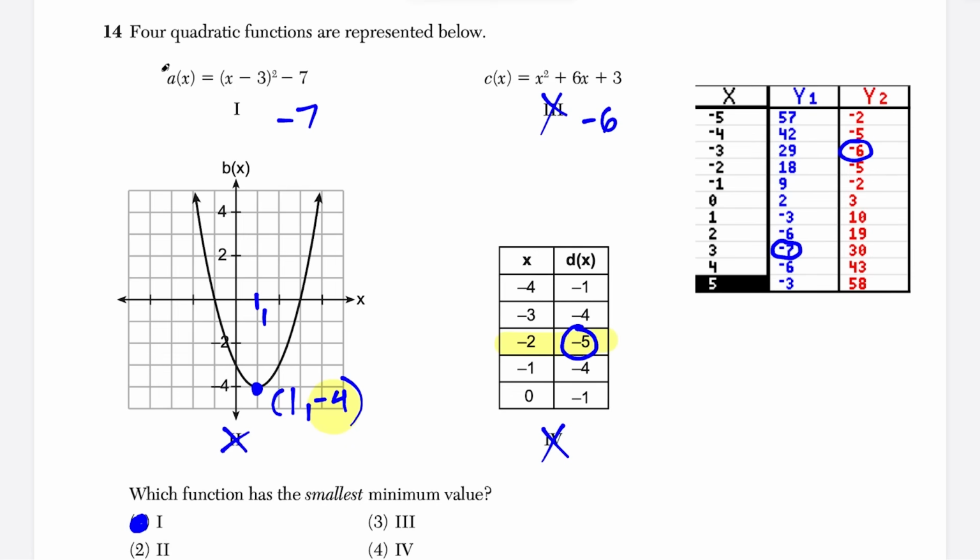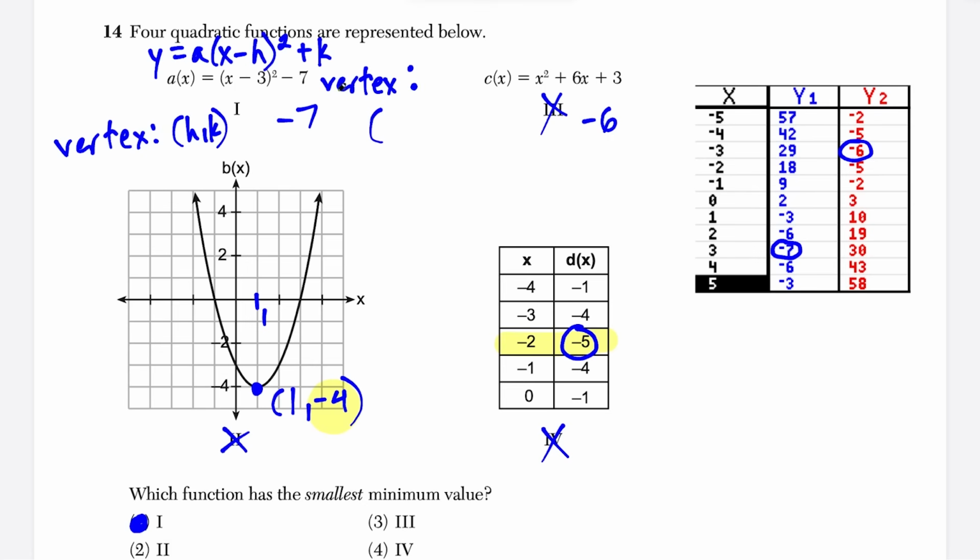Now, one more thing before I move on is I want to look at the vertex form of a quadratic equation. If I have a times x minus h squared plus k, if I have an equation in this form, this is the vertex form of a quadratic equation where the vertex is the point h, k. Okay, so the vertex is h, k. So when I have something in this form, I can just say that the vertex of a of x is, and I just identify it quickly, h is equal to 3 and the k value is negative 7.